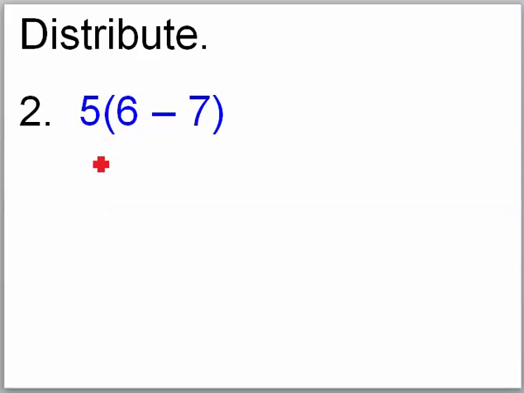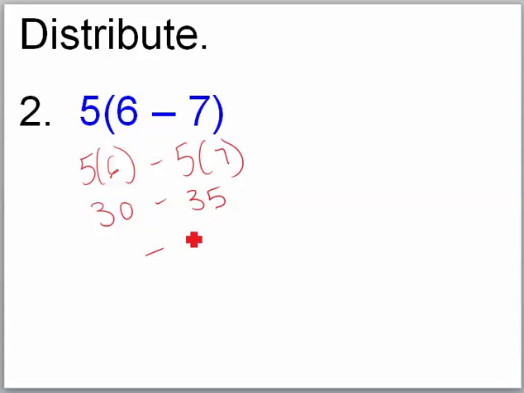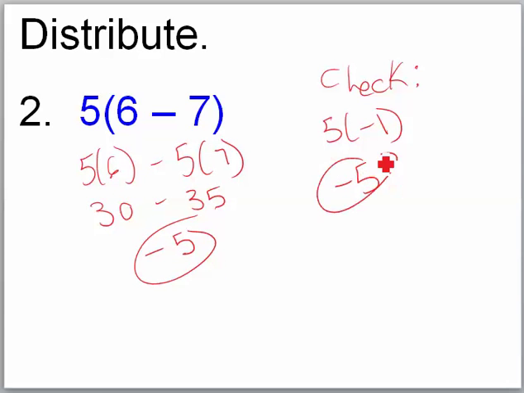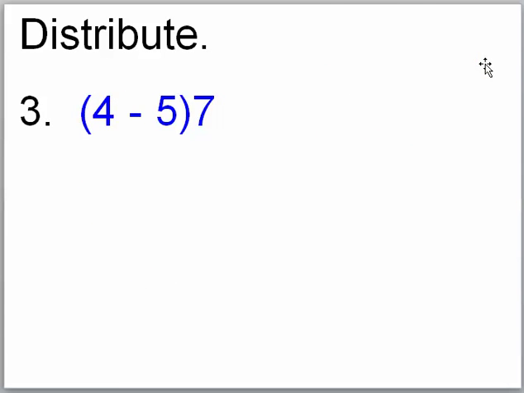Alright, let's see how you did. So I do 5 times 6 minus 5 times 7. So 30 minus 35, I'm going to get a negative 5. Okay, here, my check would be 5 times a negative 1. Oh, look at that, it's negative 5. So they're the same. If you got that, give yourself a smiley face. Do this one on your own, and we'll see how you do.